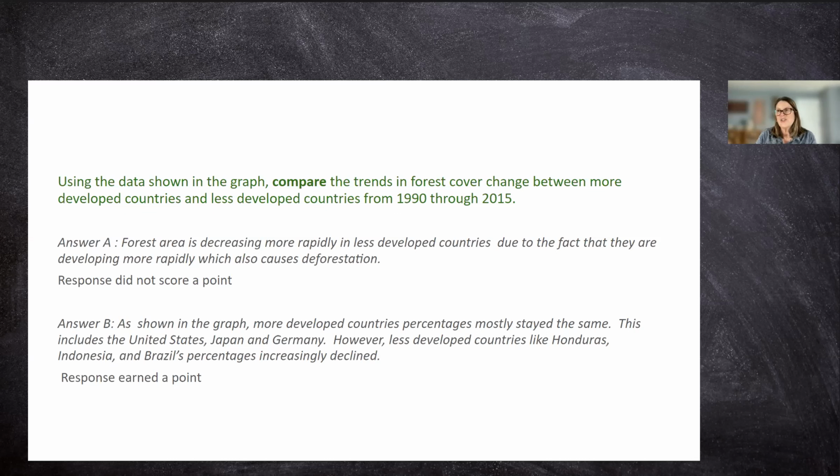So answer B does do that. So let's read that out. As shown in the graph, more developed countries' percentages stayed mostly the same. This includes the United States, Germany, Japan, and Germany. However, less developed countries like Honduras, Indonesia, and Brazil's percentages increasingly declined. So this response did earn a point. You may think, well, did they have to mention the United States, Japan, and Germany as more developed countries to earn the point? No, they did not. But by doing that, they also really showed us that they knew when they were looking at the graph which countries belonged in which categorization. Next slide.